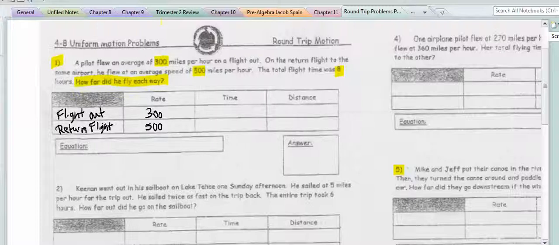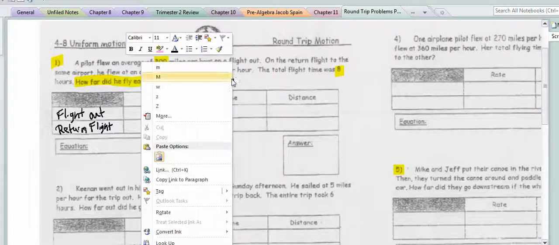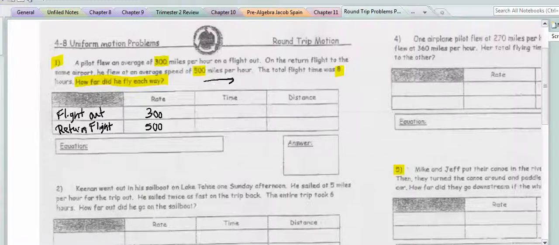So what he did was he flew there, might have turned around, and flew back. So it's a round trip. He flew there, and then he came back. That's why they have the little round trip thing. First thing you want to do is say he flew out.